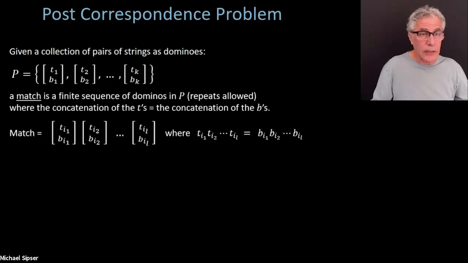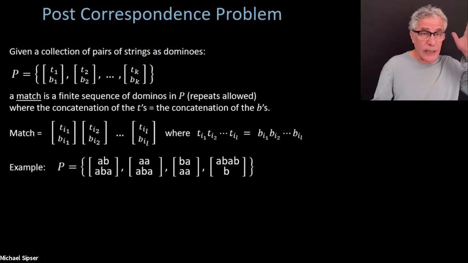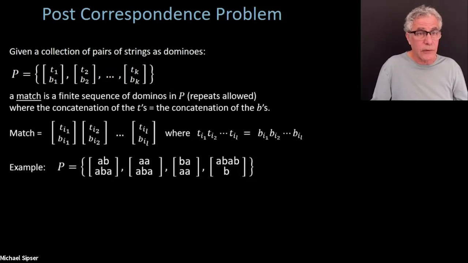To write it down a little more formally, what I'm calling a match is a sequence of these dominoes: I1 is the first domino, I2 is the second domino, and so on. All the top strings concatenated together are exactly the same as what you get by concatenating together all the bottom strings. Here's an example, and I think it'll be completely clear from the example, I hope.